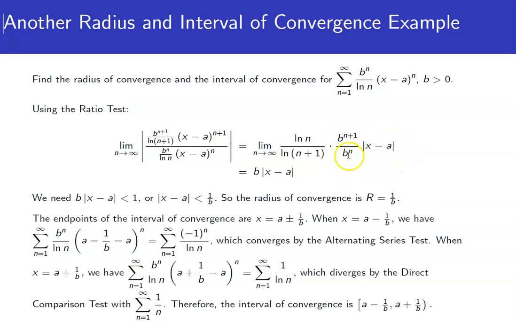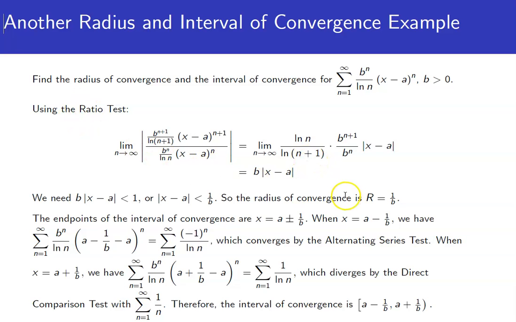All right, this simplifies to b times the absolute value of x minus a. This has no n's in it, so that part will just be in the limit because I don't have to worry about the n's. Natural log of n over natural log of n plus 1 goes to 1 as n goes to infinity. L'Hopital's rule is probably one of the easier ways to check that, if you need to check that that really does go to 1.